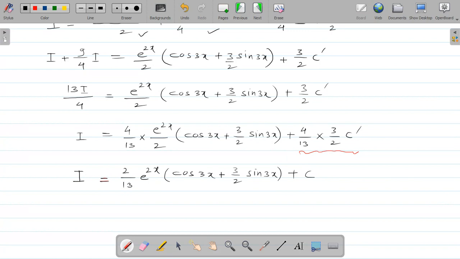Okay, so see how to use the integration by parts rule for recurring integration by parts. See this carefully. This is our final answer. Okay, so thank you.